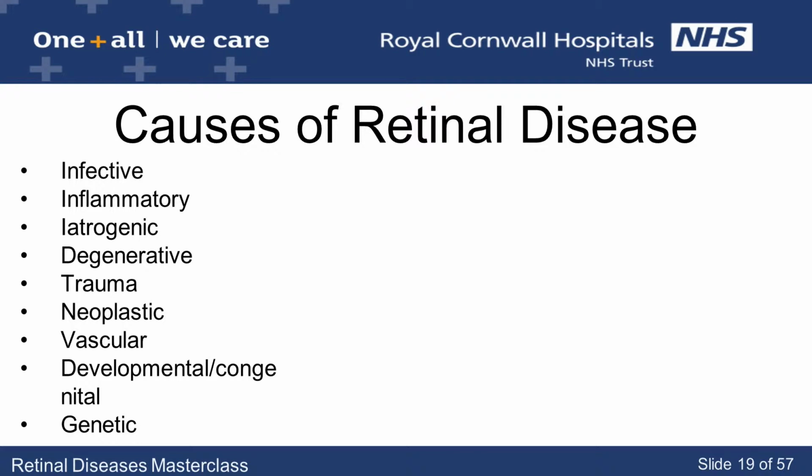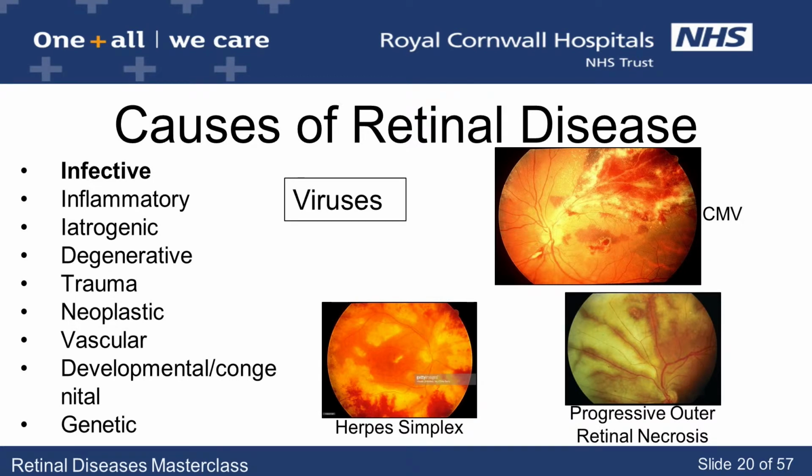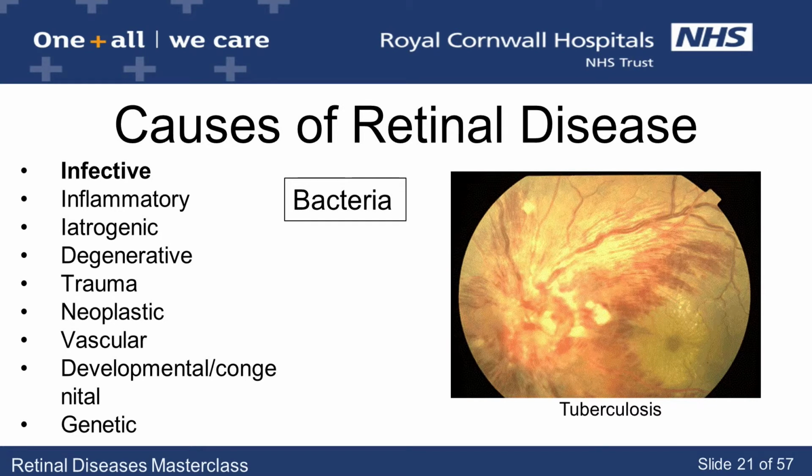So let's start with the 3 I's, the first of which is I, infective. Infective causes of retinal diseases include viruses, cytomegalovirus, herpes simplex virus, and the very serious progressive outer retinal necrosis, which has a rather embarrassing acronym. But these are diseases that more commonly affect people who are immunocompromised.